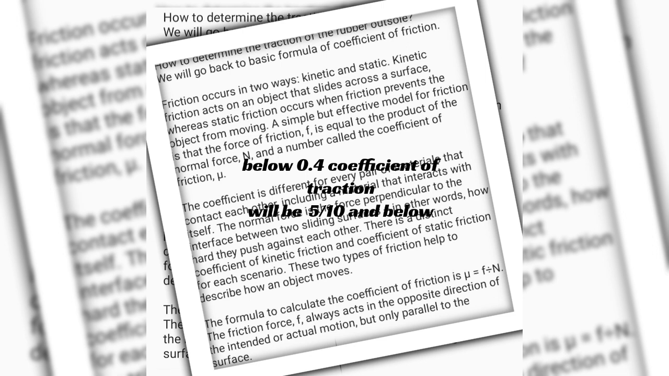Sliding surface ranges from 0.4 and below. Wood is around 0.25 to 0.5. Rubber-soled shoes on a brushed concrete surface can generate a coefficient of friction of over 1.0. In general, a coefficient of friction of 0.4 to 0.5 is considered a good traction offering. This value will be 5 over 10.